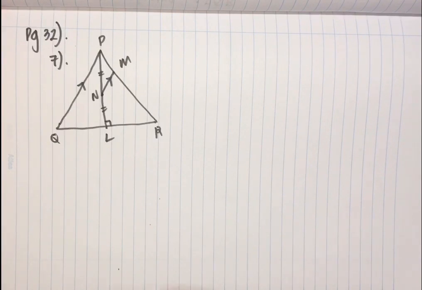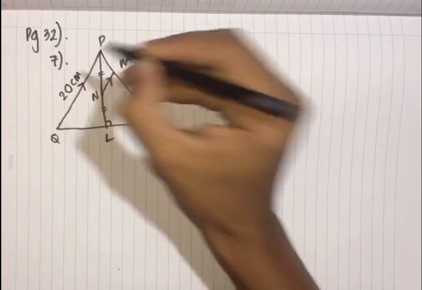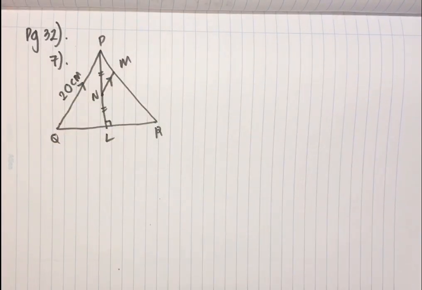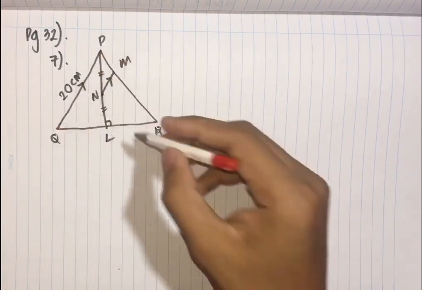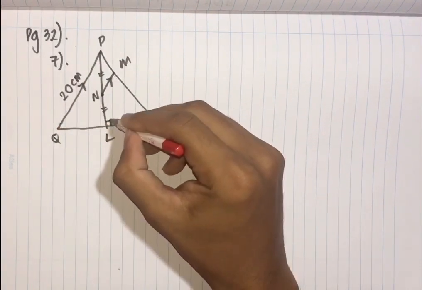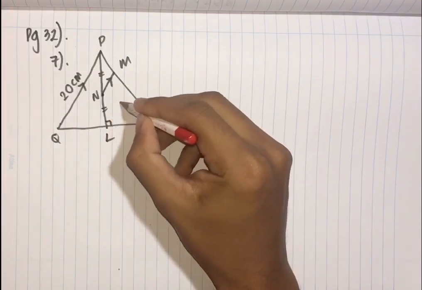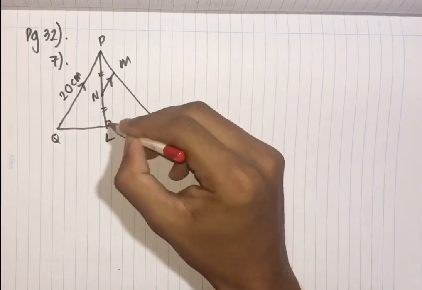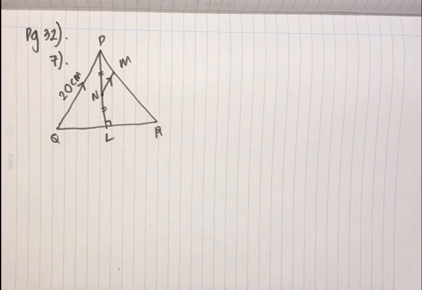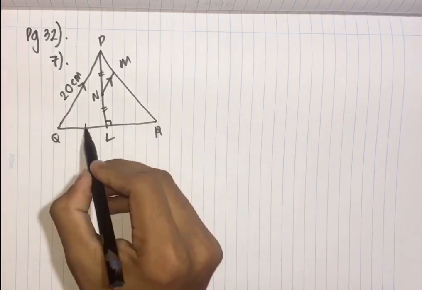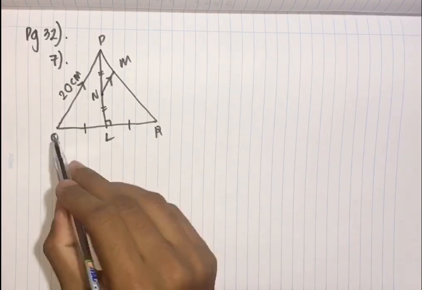If PQ is equal to 20 centimeters. Now how do you find out? This total length is given as 20 centimeters. Since this is equal to 20 centimeters, what if I draw a line? I'm going to draw a line. These two lengths are also equal. Therefore L is the midpoint of QR.